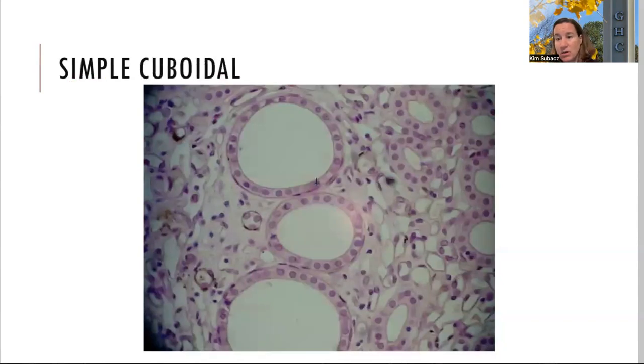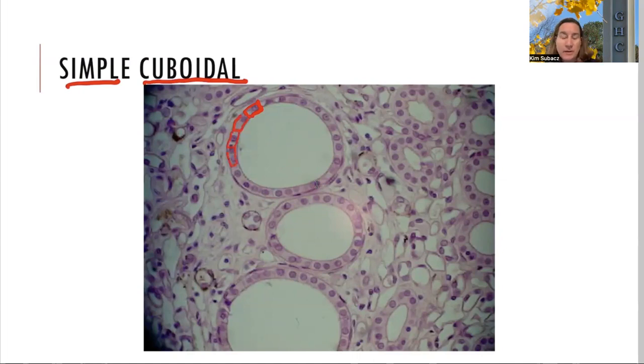Our next one is also one layer thick, but if you look, they are wide and they are tall. They're not pancake shaped. These are cuboidals. Since they are one layer thick, they are simple, and since they are as wide as they are tall, they are cuboidal. So this is simple cuboidal epithelium tissue. We can see one layer thick, and this particular slide is in the kidneys.